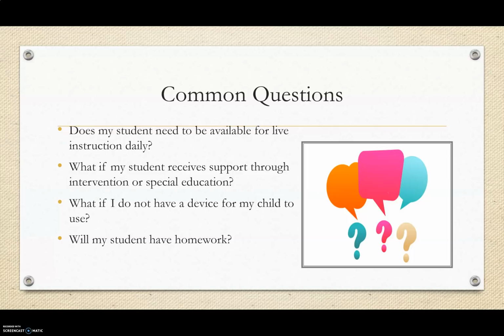These are some common questions that we keep hearing. Does my student need to be available for the live instruction daily? Yes, if at all possible. We recognize that every family has its challenges, but working in an interactive environment is essential for our students to learn and move forward in their education. If there are extenuating circumstances, please make sure you have a conversation with your teachers and counselors so that they may help you come up with a solution for your student.